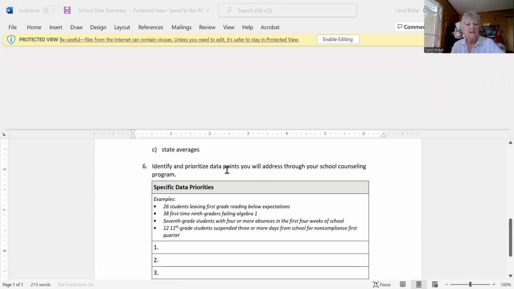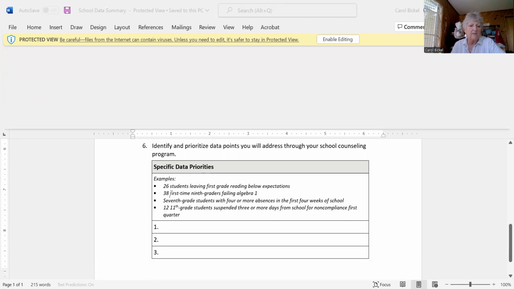Number 6 is you are going to fill in prioritized data points that you will address in your school counseling program. In other words, an example is 26 students leaving first grade reading below expectations. 38 first-time 9th graders are failing Algebra 1. 7th grade students with 4 or more absences in the first 4 weeks of school. It has to be one, depending on which school you're looking at. You will be able to pick 3 areas that you want to focus in on. And that would be turned in by Wednesday and then responded to by Friday.